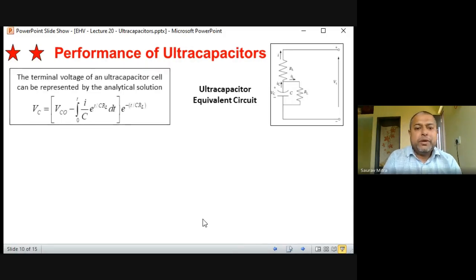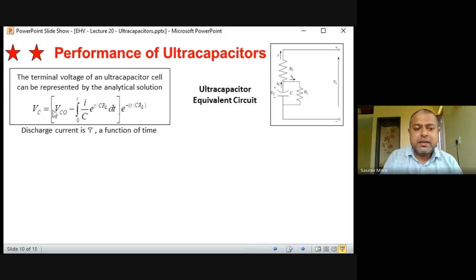Likewise, for the performance of the ultracapacitor, there are big equations. Don't worry, all these things will not be asked in the exam, but if you are designing an ultracapacitor based system sometime, this kind of formulas will be needed. So how much is VC? VC0 is the initial charge, whatever was stored in the ultracapacitor. It is never completely discharged. So it is the initial charge minus whatever is given out. This is the ultracapacitor terminal voltage at any time during discharge. And I is the discharge current.